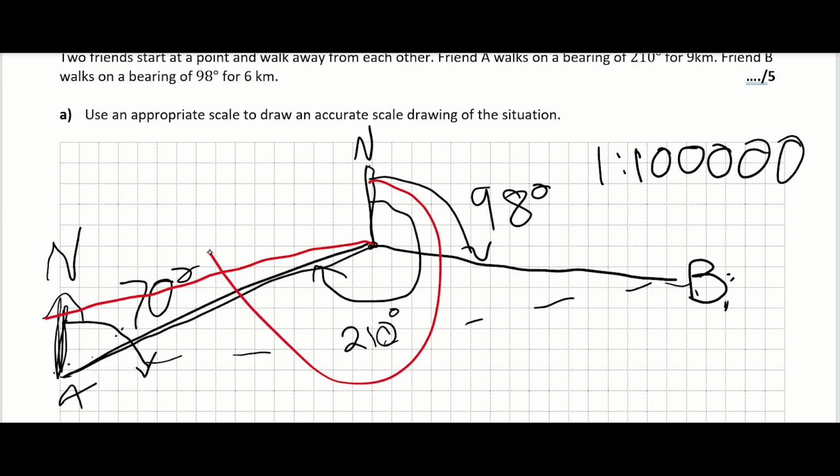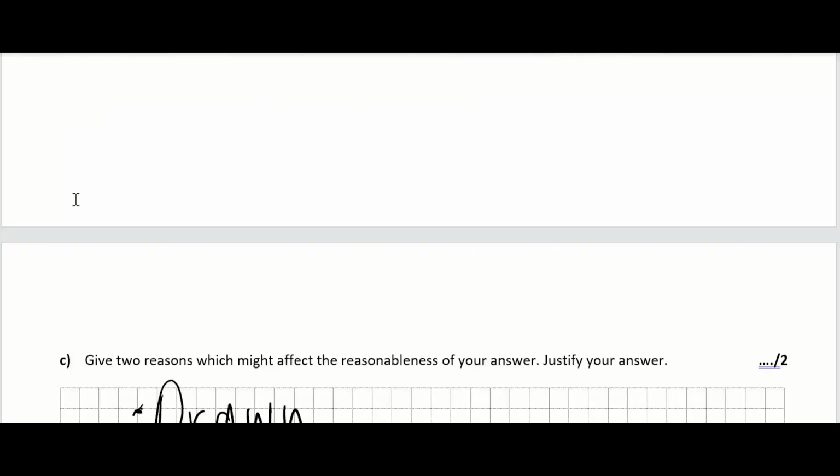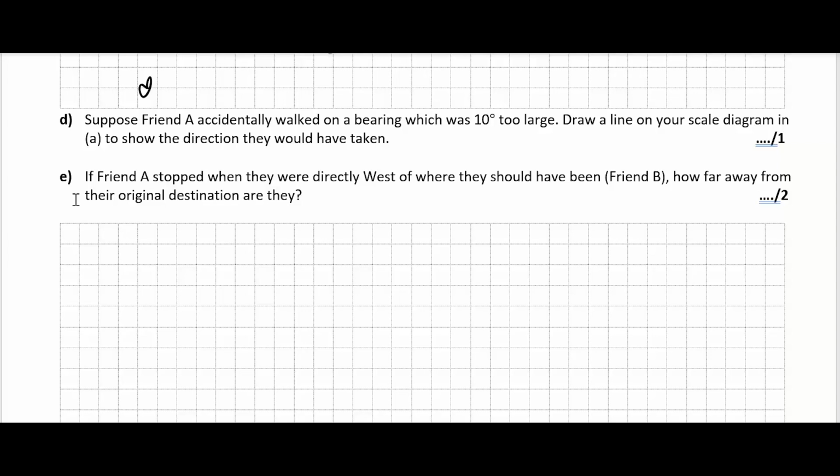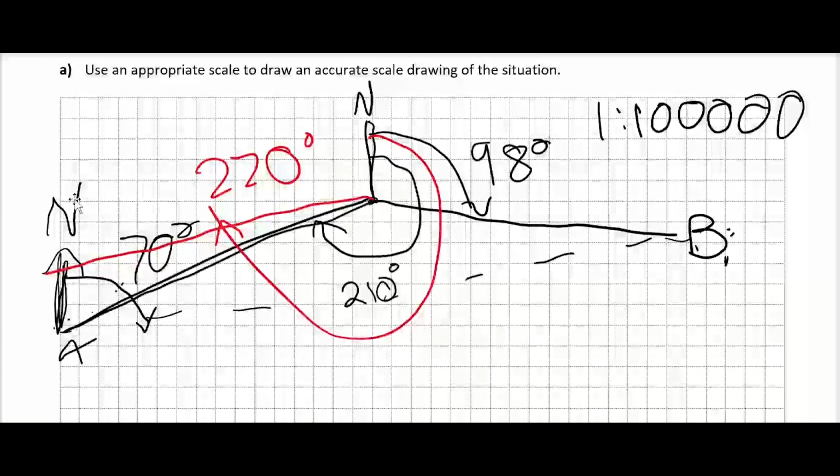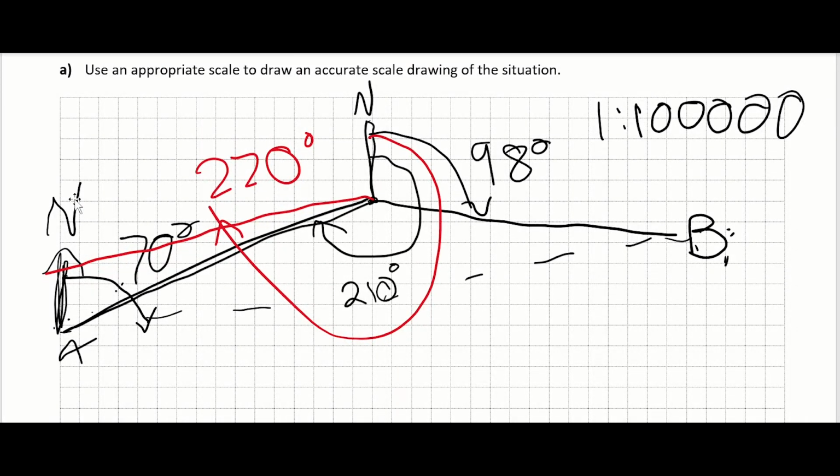Then, if friend A stopped when they were directly west of where they should have been, friend B, how far away from their original destination are they? So what this is asking you is, if they walk until they get directly west of the other friend, how far away are they from this distance? Okay, so this is where friend B is.